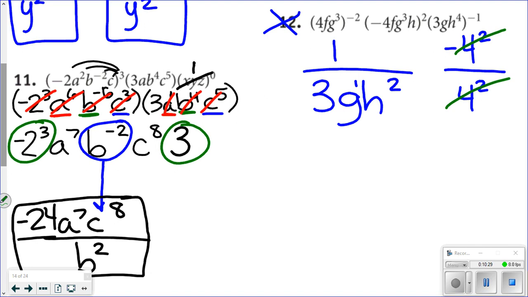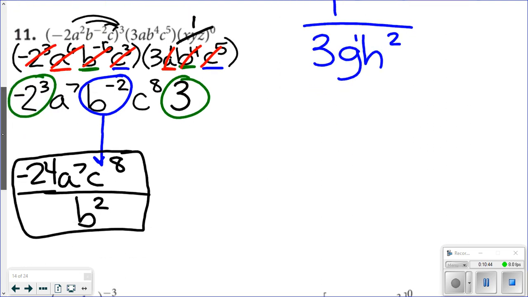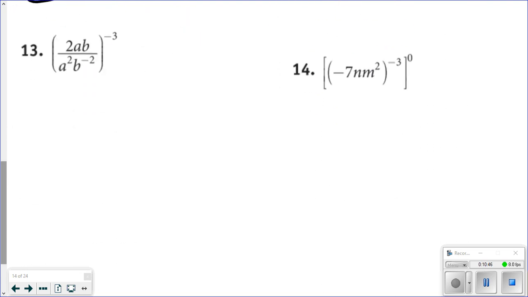Your f's should have also canceled out. That's why I don't have an f in my answer. So this question is a beast. It's extremely hard. I've always skipped question 12 in the past. So let's move on to question 13.